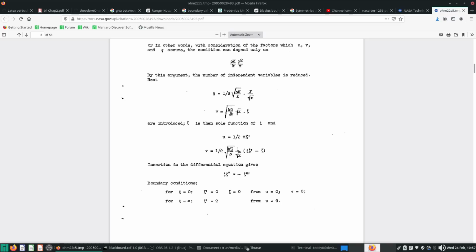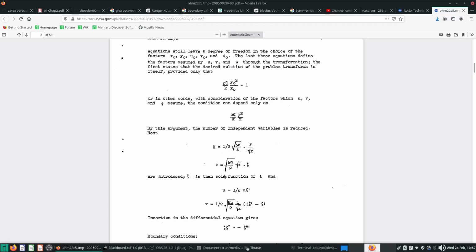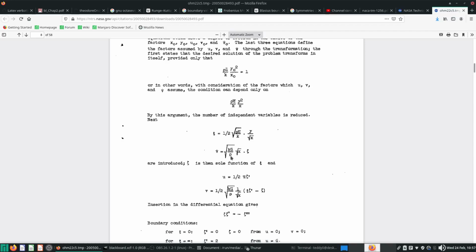You have k u bar over rho. Now u bar here is actually just the free stream velocity. I think last time the typewriters used this, what do you call that? This convention. K is actually the dynamic viscosity, and rho is the density of the fluid. So then x is of course your x coordinate, y is your y coordinate. Then you have a factor of half in front for some of them.